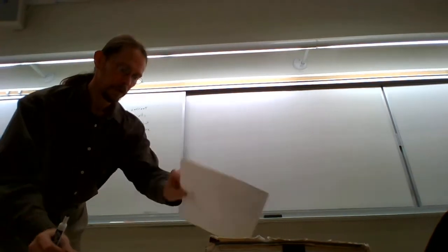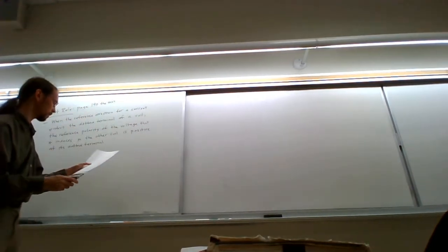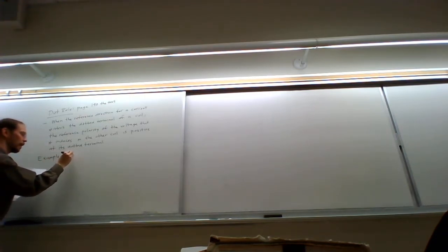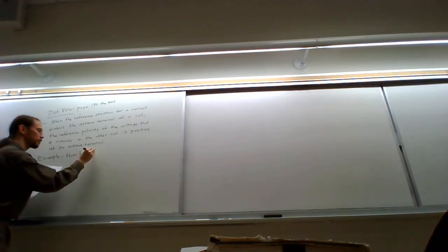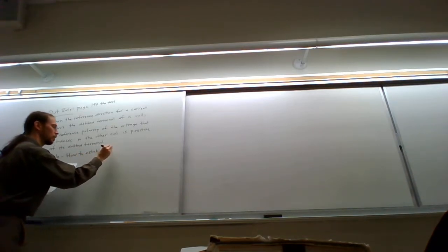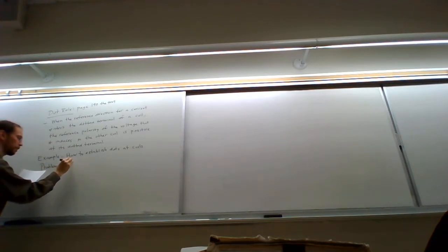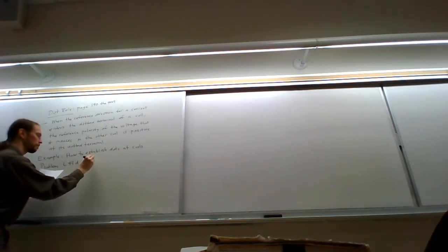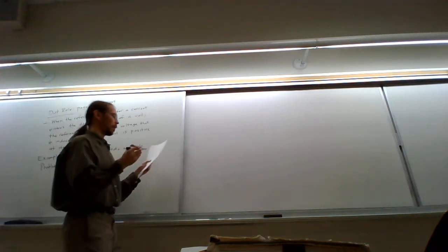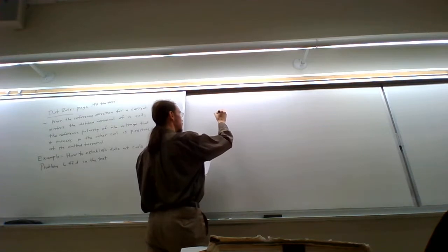So let's talk about the following example. This is an example of how to establish dots at coils. And this is problem 6.43D in the text. Now, in the text, they have the following system.